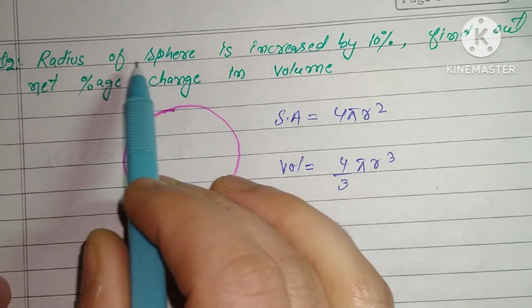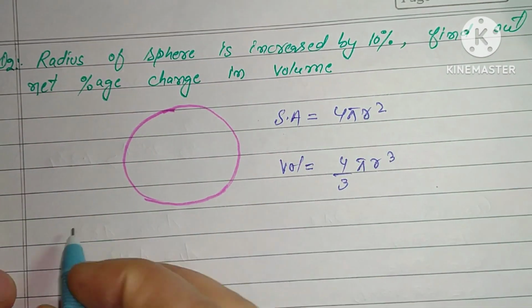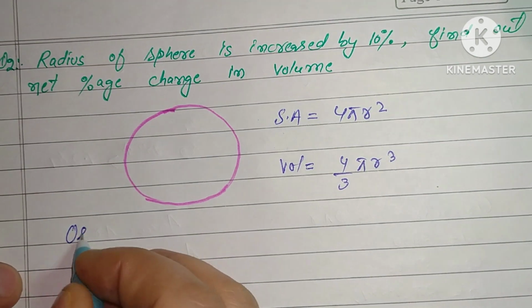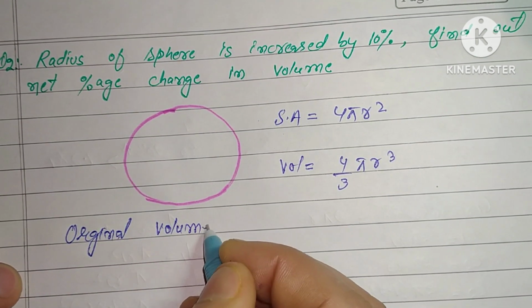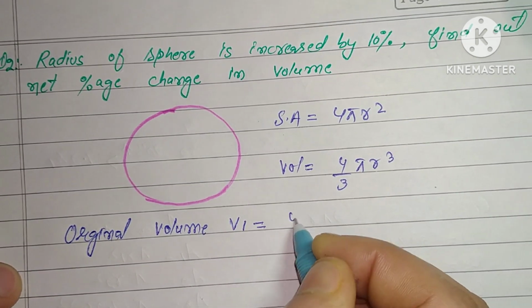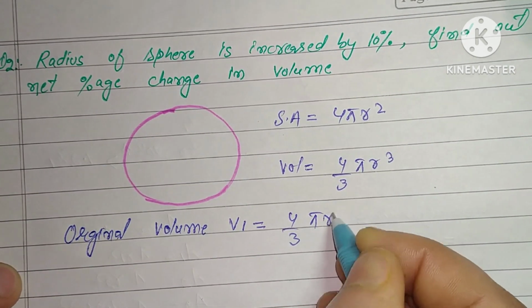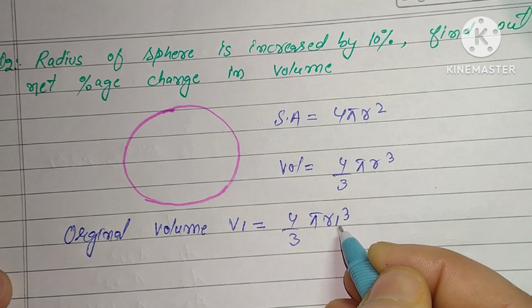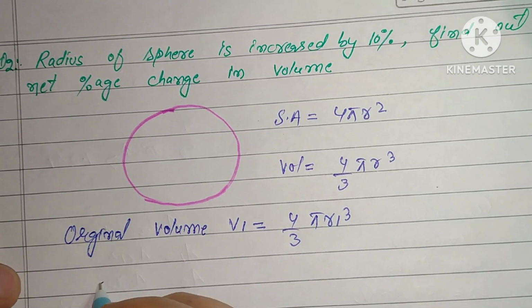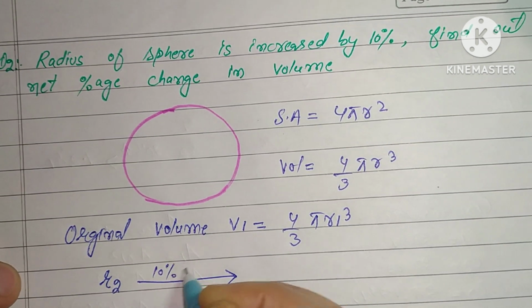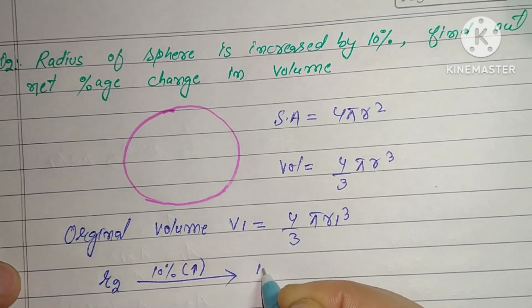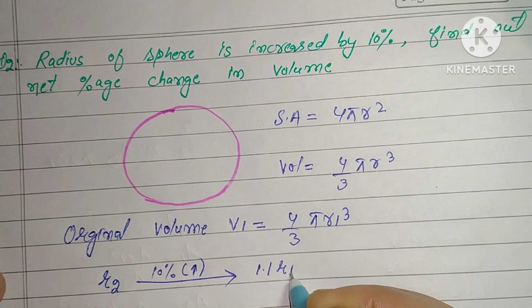Now, if the radius of the sphere is increased by 10%, first take the original volume. The original volume V1 is 4 by 3 pi r1 cube, where r1 is the original radius. Now the radius is increased by 10%, so the new radius R2 will be a 10% increment. It will be 1.1 R1.